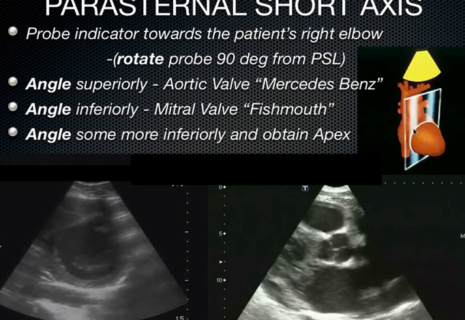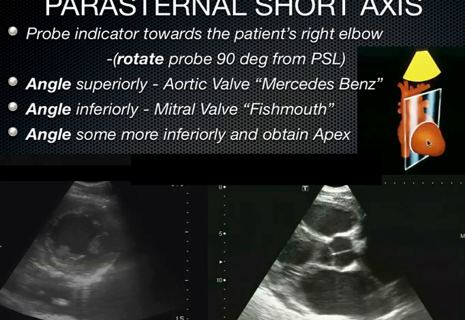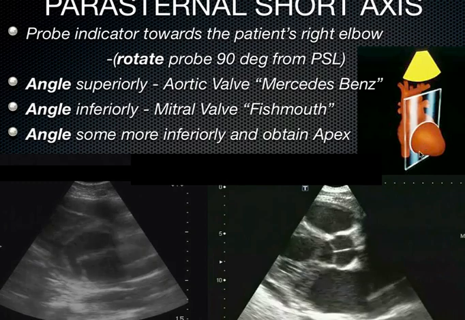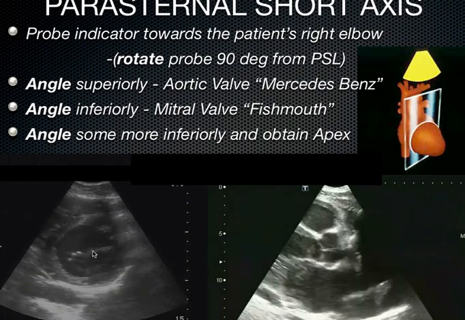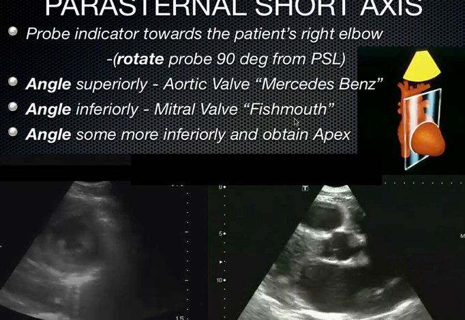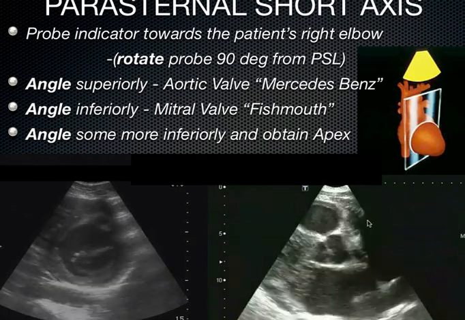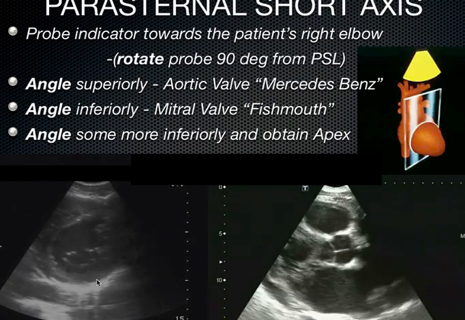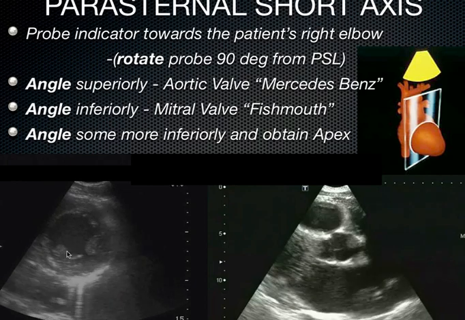Now, if you were to take the sound and walk it down more distally, or you can angle it inferiorly, is another way to think about it, now you're going to be over a different valve. This is the mitral valve here, and that mitral valve is what we sometimes refer to as the fish mouth view. You see the little fish mouth opening right there. And then eventually you go down even more inferiorly and you'll get to where the papillary muscles are. That's a good example here of the mid-pap view. It's down towards the apex.